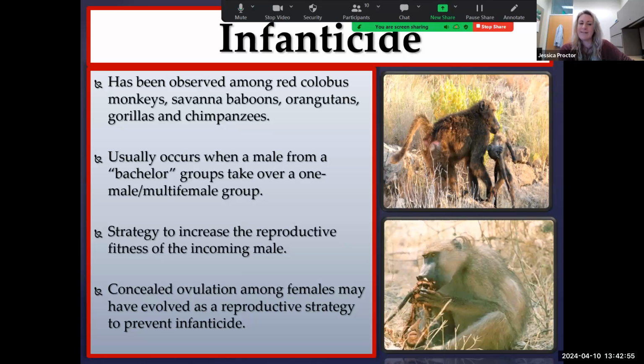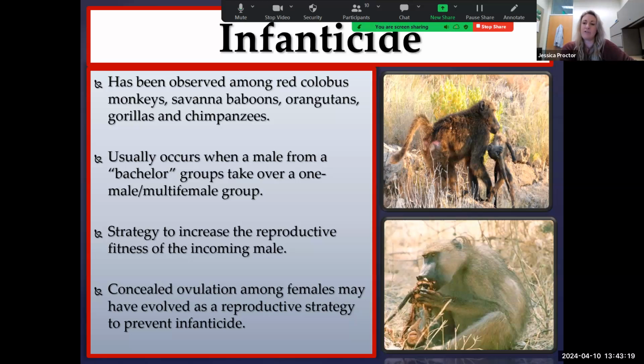And then just like that, there is also a theory that concealed ovulation amongst females may have evolved as a reproductive strategy to prevent infanticide. So essentially concealed ovulation just means that the other primates don't know when she's in estrus or when she's ovulating. So they don't know when she might be receptive to becoming pregnant.